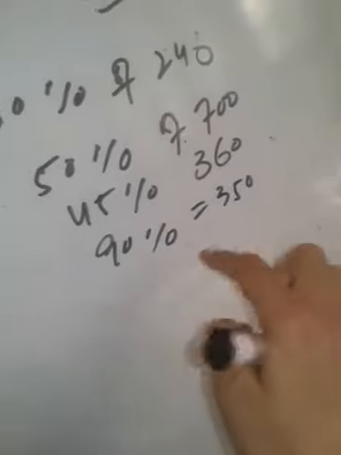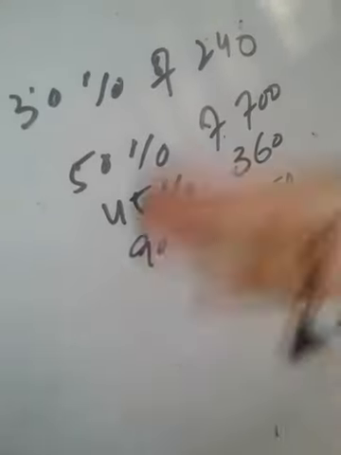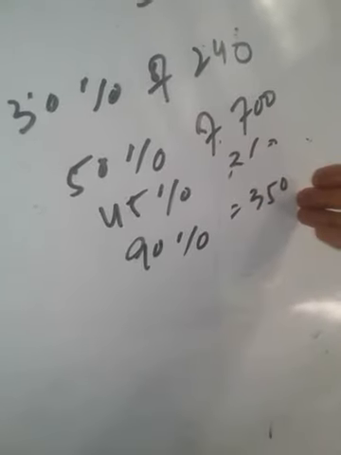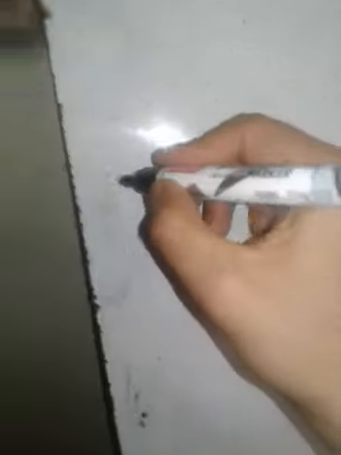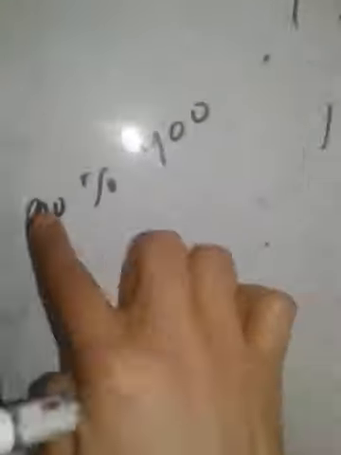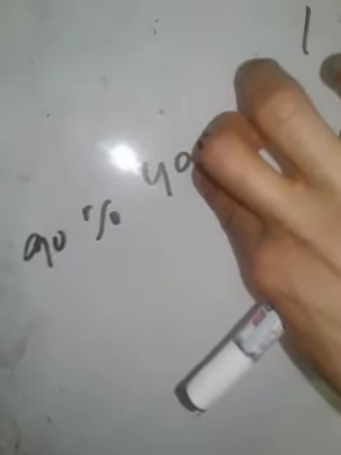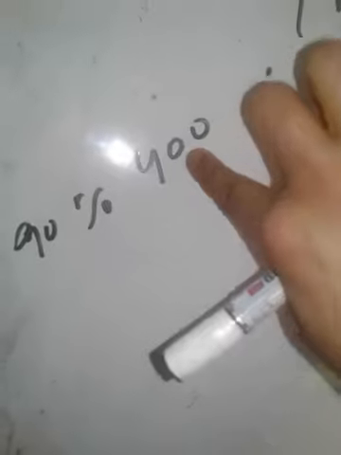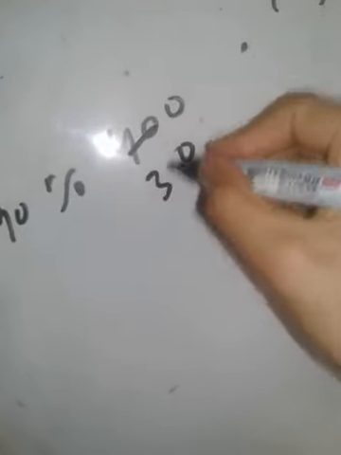So for 90%, what will you do? 100 minus 10. 100 is the whole, minus 10%. I will show it here again. For example, another question: 90% of 400. Simple. 10% is 40. So 90 is how many times 10? It is 9 times. 9 fours are 36, so 360.